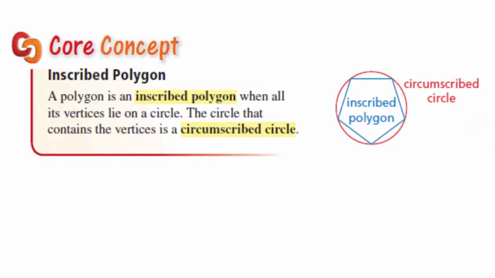This is called an inscribed polygon. All of the vertices lie on the circle. The circle is a circumscribed circle. So this is another vocabulary part of this. So we have an inscribed polygon. Every single corner has to be on the circle that circumscribes it.